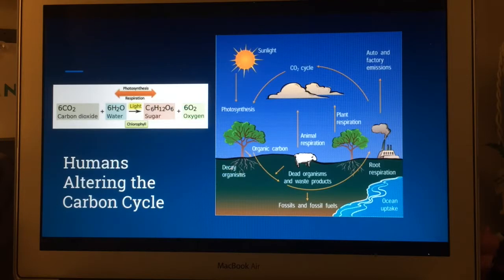Humans have also altered the carbon cycle by cutting down trees and eliminating forests in a process called deforestation. This is even more detrimental if the trees are eliminated by fire, which releases more carbon that is stored in the trees into our atmosphere.